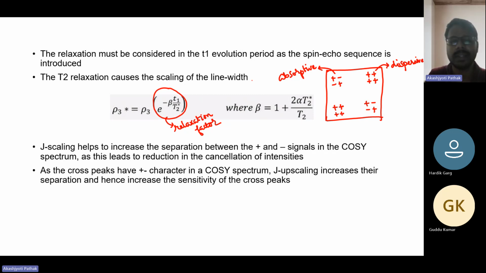And that is why this J scaling is done. Okay, so that is what is written here: J scaling helps to increase the separation between the plus and minus signals in the COSY spectrum, as this leads to a reduction in the cancellation of intensities. Because the cross peaks have plus minus character, if there is very low resolution, then these peaks may cancel each other, and we may not observe the fine structures in the cross peaks. So that is why this J scaling can be introduced by using the pulse sequence that I showed you just now.